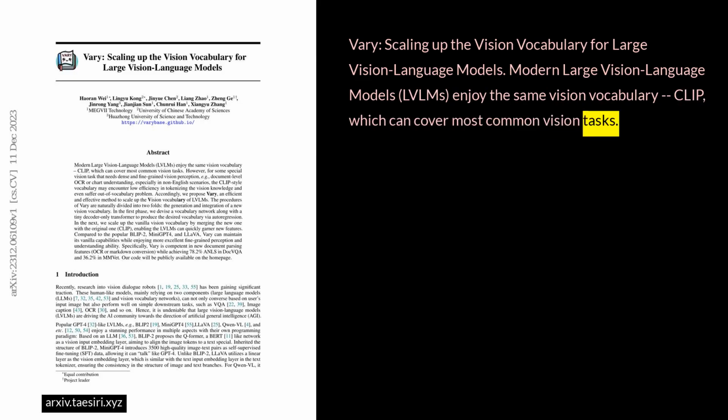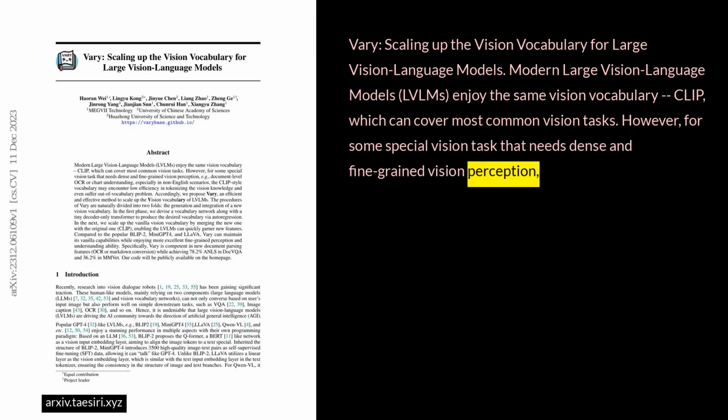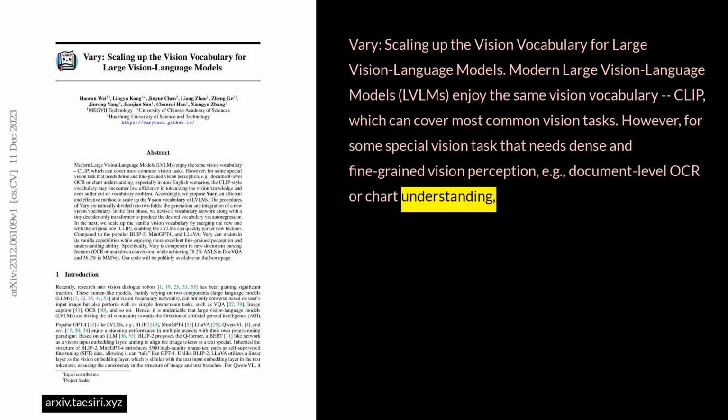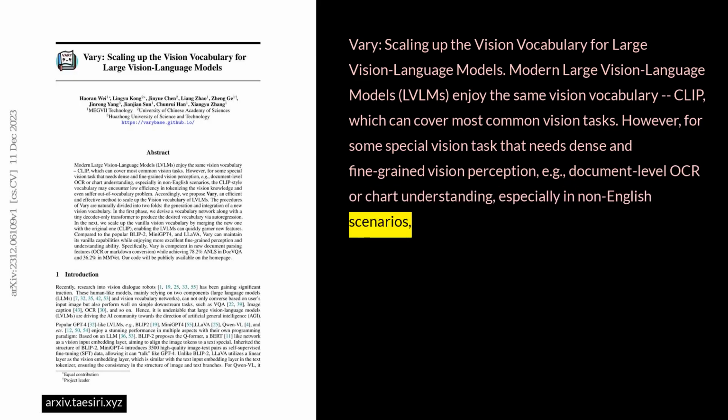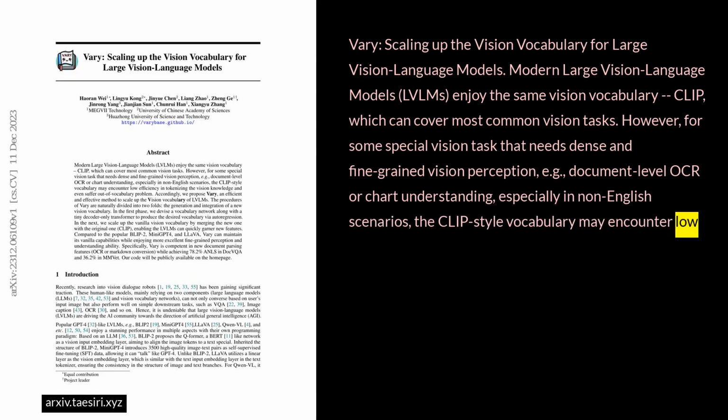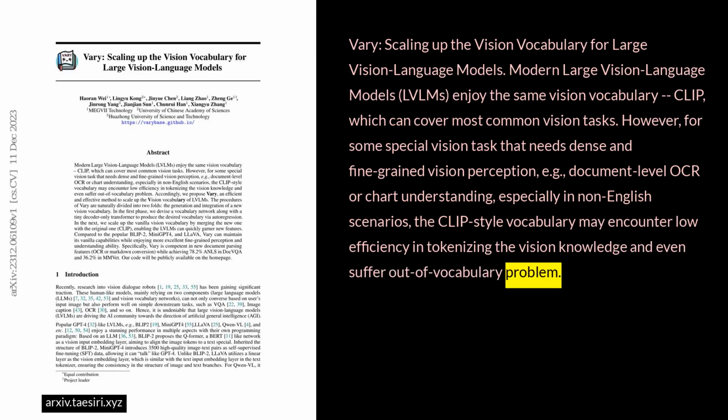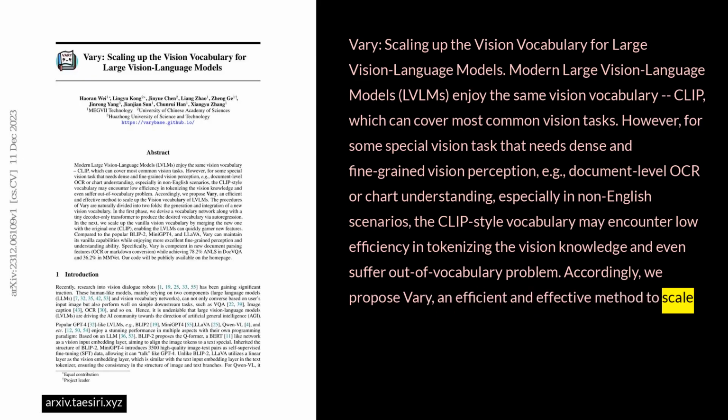Modern large vision language models, LVLMs, enjoy the same vision vocabulary, CLIP, which can cover most common vision tasks. However, for some special vision tasks that need dense and fine-grained vision perception, for example document-level OCR or chart understanding, especially in non-English scenarios, the CLIP-style vocabulary may encounter low efficiency in tokenizing the vision knowledge and even suffer out-of-vocabulary problems. Accordingly, we propose Vary, an efficient and effective method to scale up the vision vocabulary of LVLMs.